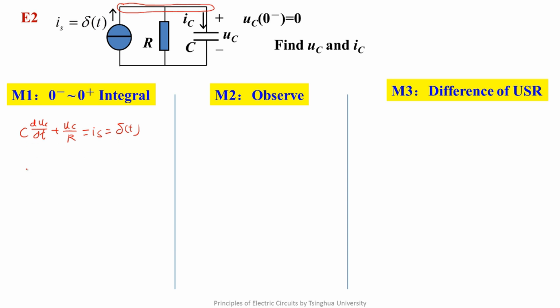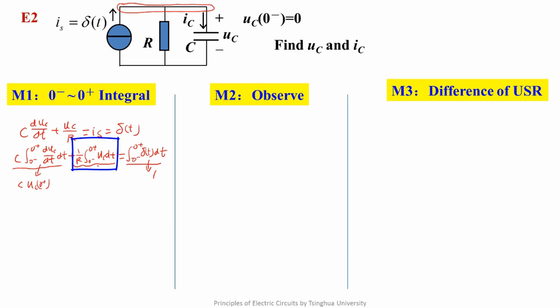By integrating this equation from 0 minus to 0 plus, we know that C times the integral of duc over dt from 0 minus to 0 plus, plus 1 over R times the integral of uc from 0 minus to 0 plus, equals the integral of delta t from 0 minus to 0 plus. We know this is 1. Similar to the previous discussion, because the capacitor is in zero state, we also know it equals C times uc 0 plus. Now let's analyze this one.